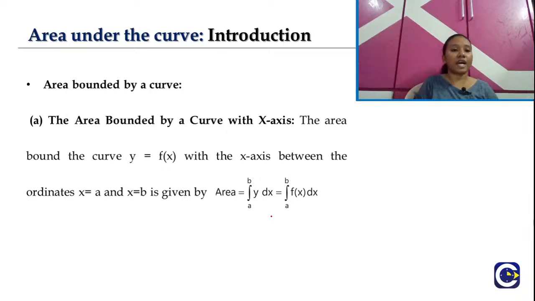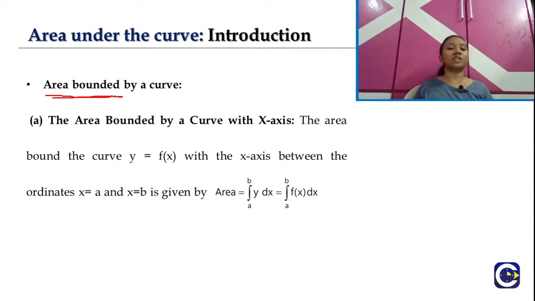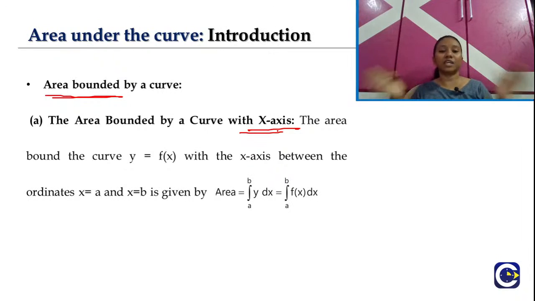So the next one we are having here is area bounded by a curve. As I mentioned, the main thing here, that is our application part, is nothing but area bounded by a curve. First we are going to see area bounded by a curve with respect to the x-axis. Here we are going to take one curve and find the area under that curve as well as the x-axis. That means the area between the x-axis and the given curve.